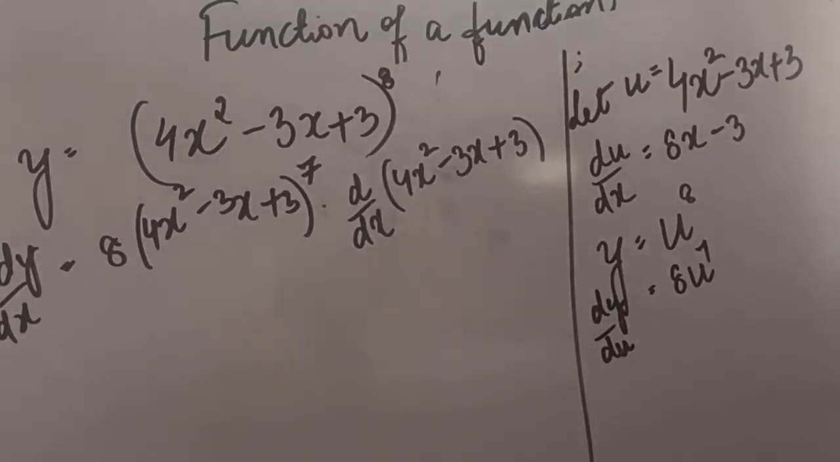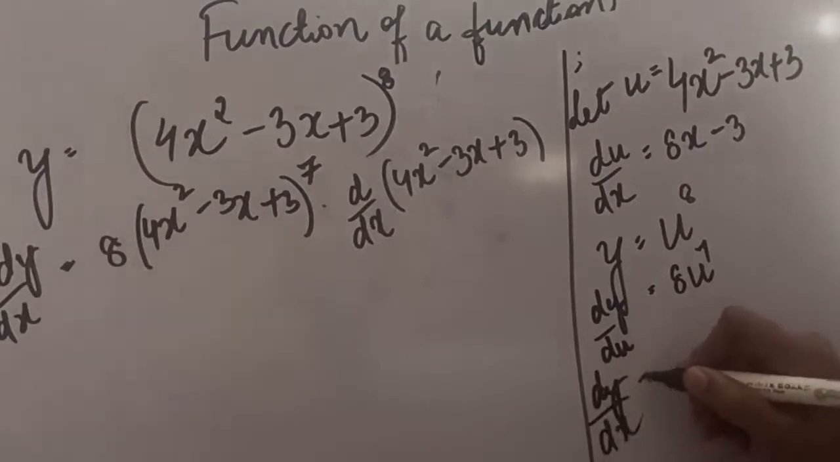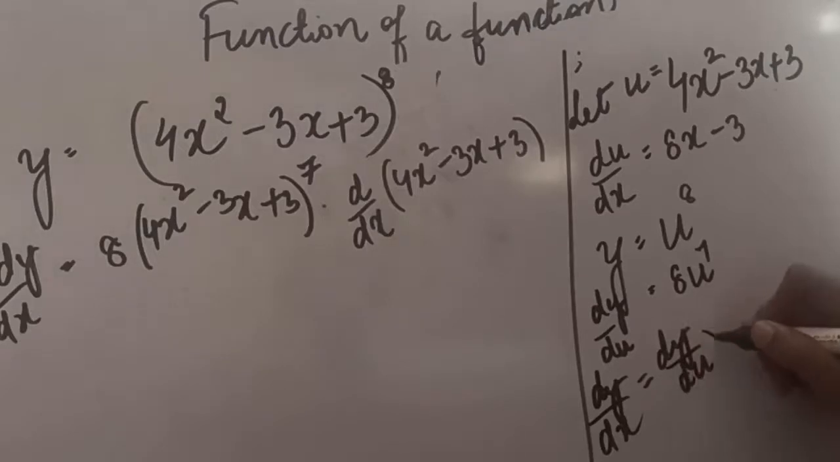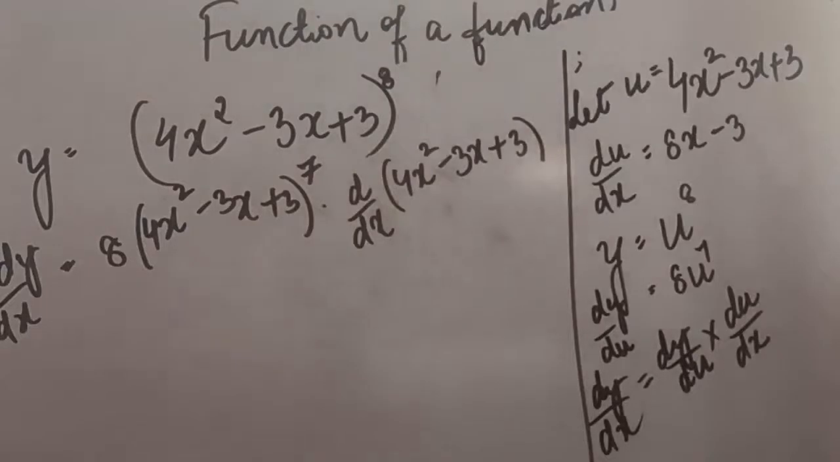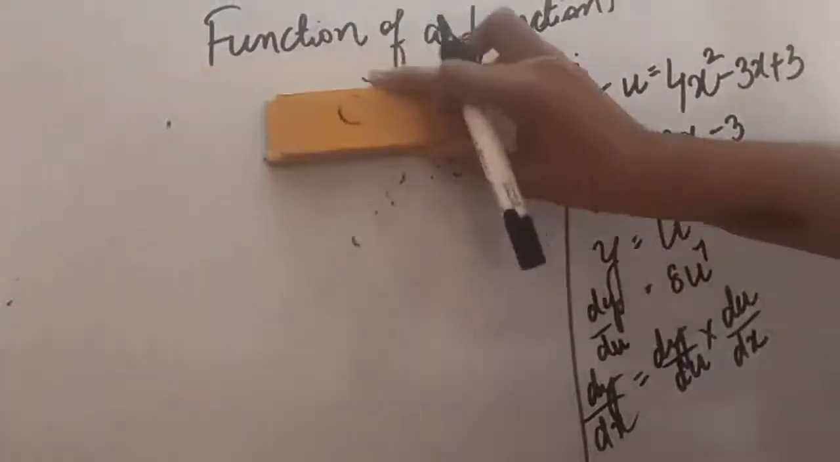What was the chain rule? Just now you have seen the formula for the chain rule. dy upon dx is equal to dy upon du into du upon dx. So this formula we have seen. Now let us put these values in the formula.